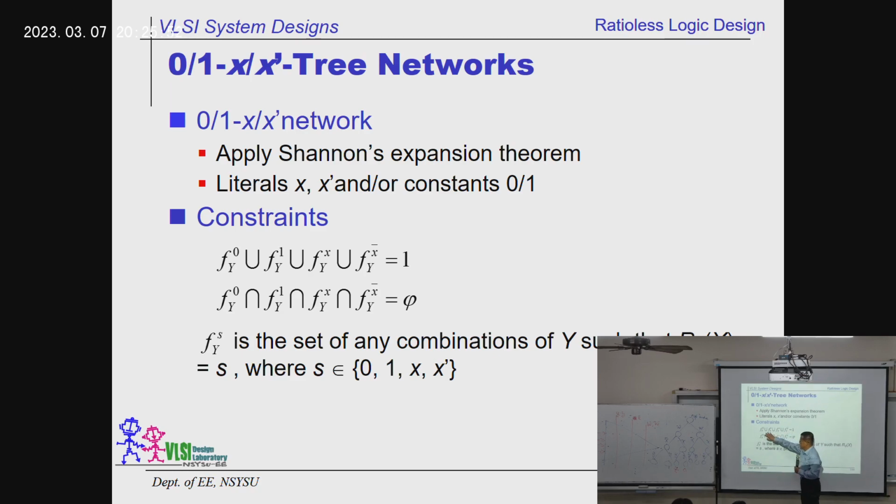If they have everything, must be 1. If never, there will be no intersection, so must be empty set. So the definition of f s over y is a set of any combinations of y such that r of x equal to s. And s is one of the elements in this set, 0, 1, x, x bar. Okay, basically the same. Okay, it stands for the input set.